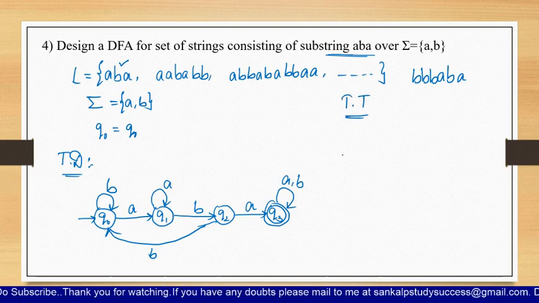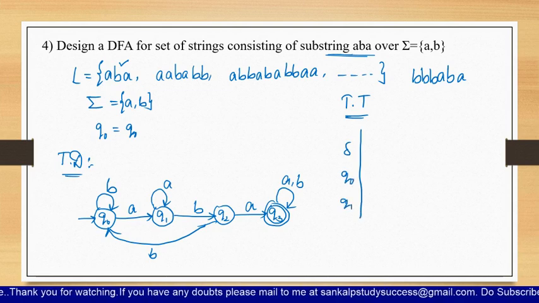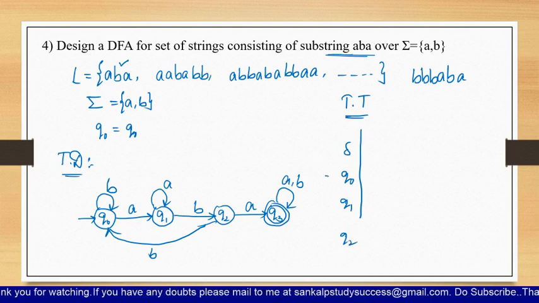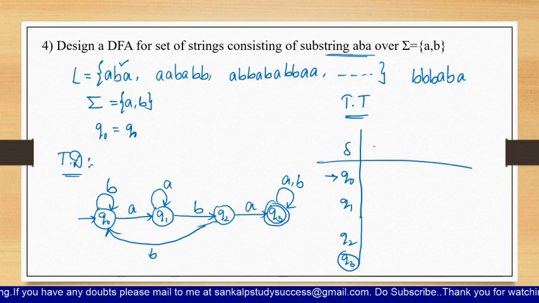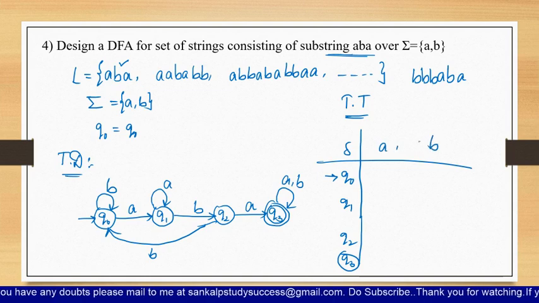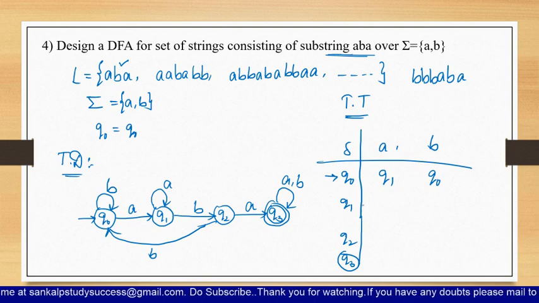The transition table becomes the transition function, and also the states Q0, Q1 and Q2, where Q0 is the initial state and Q3 is the final state. So we are having two input symbols, A comma B, which we will denote in columns. Here if you apply A to Q0, then we are moving to Q1. If you apply B to Q0, then we are again moving to Q0. In this way we are going to write all the states, moving from one state to another state by applying the input symbols.